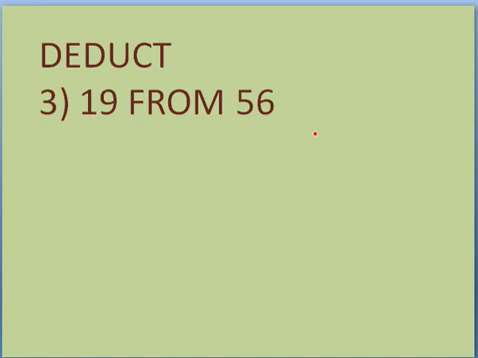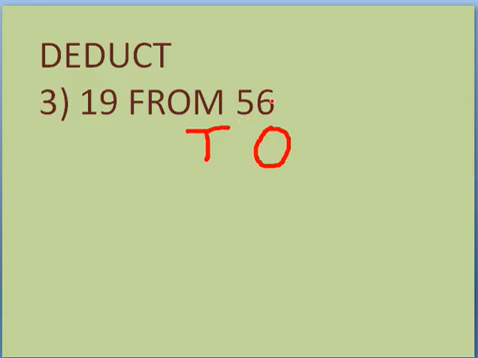Now again you can see these are 2-digit numbers. So first we will write 2 places, that is ones and tens. Now in these numbers 19 and 56, 56 is the larger number. You cannot see a subtraction symbol here, but you can see deduct is written. Deduct means subtraction, so using this word you'll understand that you have to do subtraction. So 19 from 56, you will take the larger number first, that is 56.